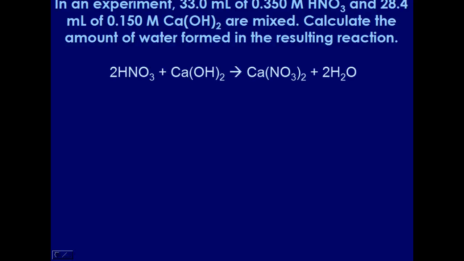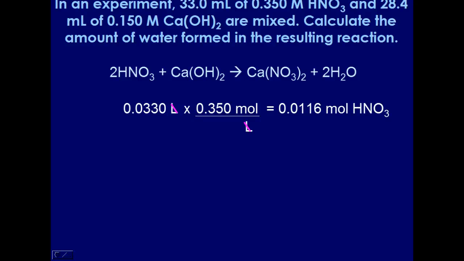When nitric acid and calcium hydroxide combine, you're going to make water along with the salt of the remaining ions, calcium nitrate. And to balance this equation, you're going to need 2 moles of nitric acid for every 2 moles of water. Again, the next step we want to do is to figure out the moles of our reactants. In this case, we can find it for both. So we would take our volume and our molarity to get moles for nitric acid, and as well for calcium hydroxide.